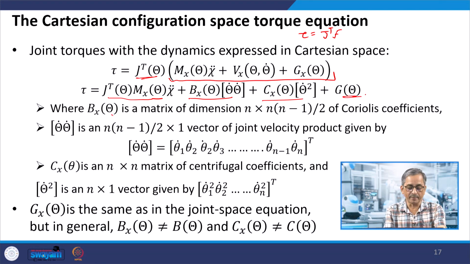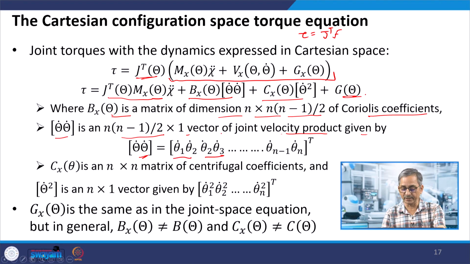Okay, so here B_x(θ) is a matrix of dimension n cross n(n−1)/2 of the Coriolis coefficients, and θ̇θ̇ is an n(n−1)/2 cross 1 vector of joint velocity products given by this one: θ̇1θ̇2, θ̇1θ̇3, and so on, and the last term is θ̇(n−1)θ̇n. And C_x(θ) is an n cross n matrix of centrifugal coefficients, and θ̇² is an n cross 1 vector given like this.